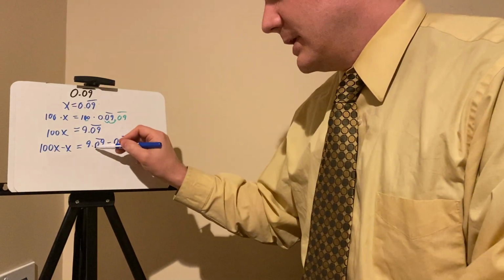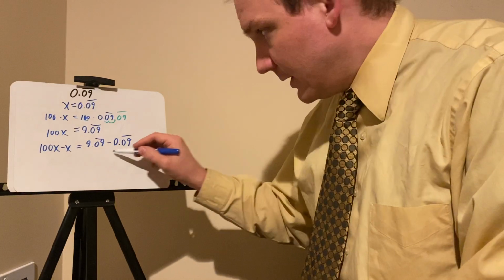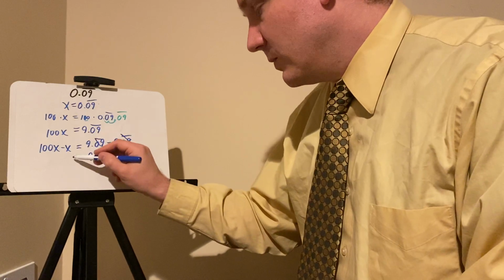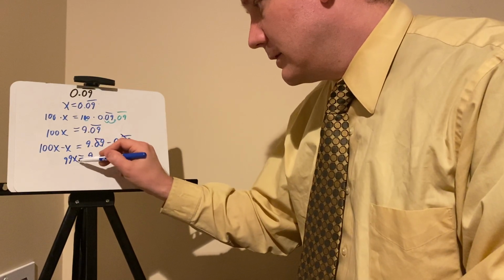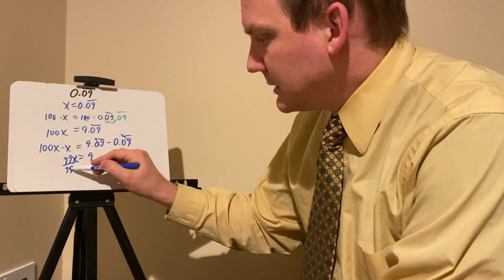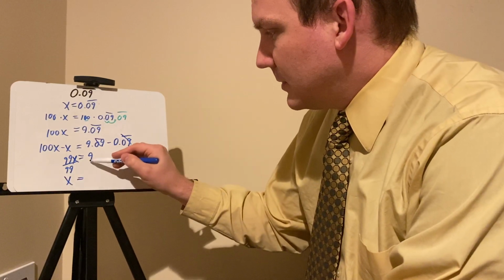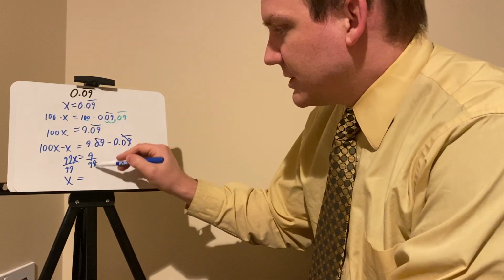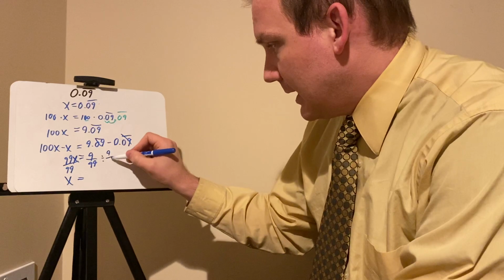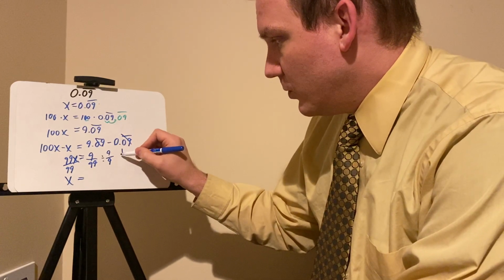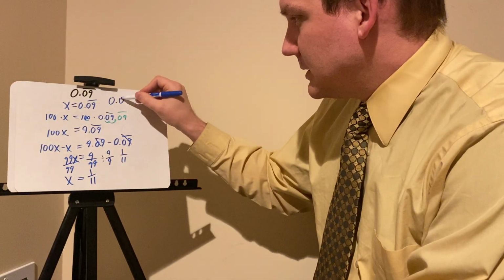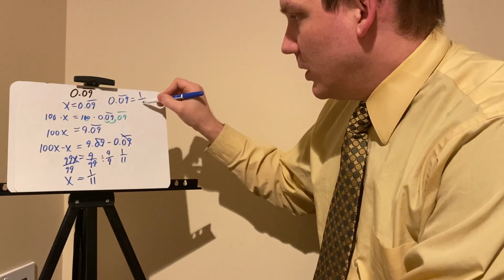So this ends up equaling 9.09 minus 0.09. So basically I'm canceling this out and I end up with 9 equals, and then 100 minus 1 would be 99x. Okay? Now I can divide out. 99x divided by 99 is going to leave me with x, and that's going to be 9 over 99, which if you reduce this fraction, you can divide by 9 over 9. So you divide it by 1, which would equal 1 over 11. So x is going to equal 1/11th, which means 0.09 repeating equals 1/11th.